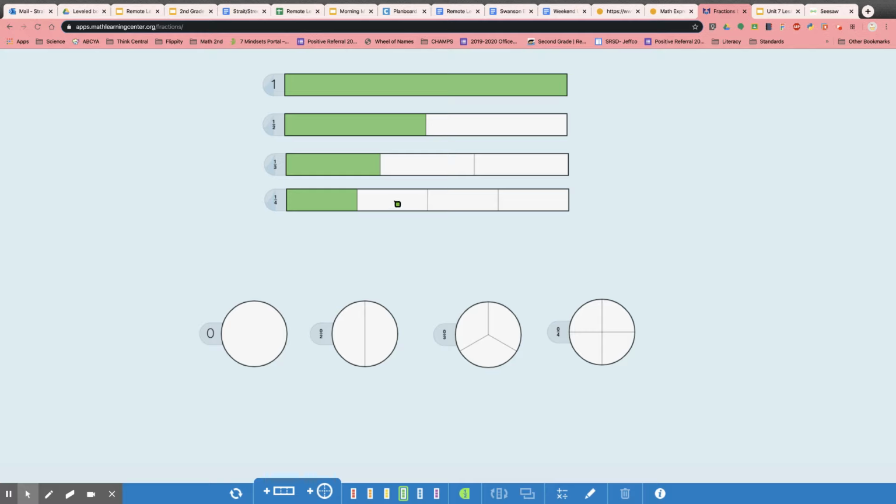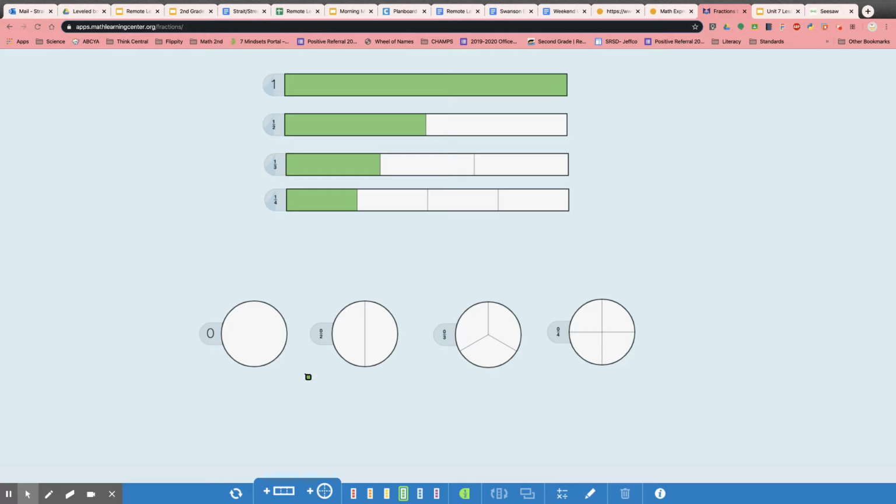And I could shade another one. What would the fraction be? Say it in your head. Yeah, it would be 2/4. And if we shaded another one, what would the fraction be? Say it in your head. Yeah, it would be 3/4. And just like we saw with thirds, if I shade that last fourth, what's the fraction going to be? 4/4. 4 parts out of 4 pieces in all, which makes it one whole.